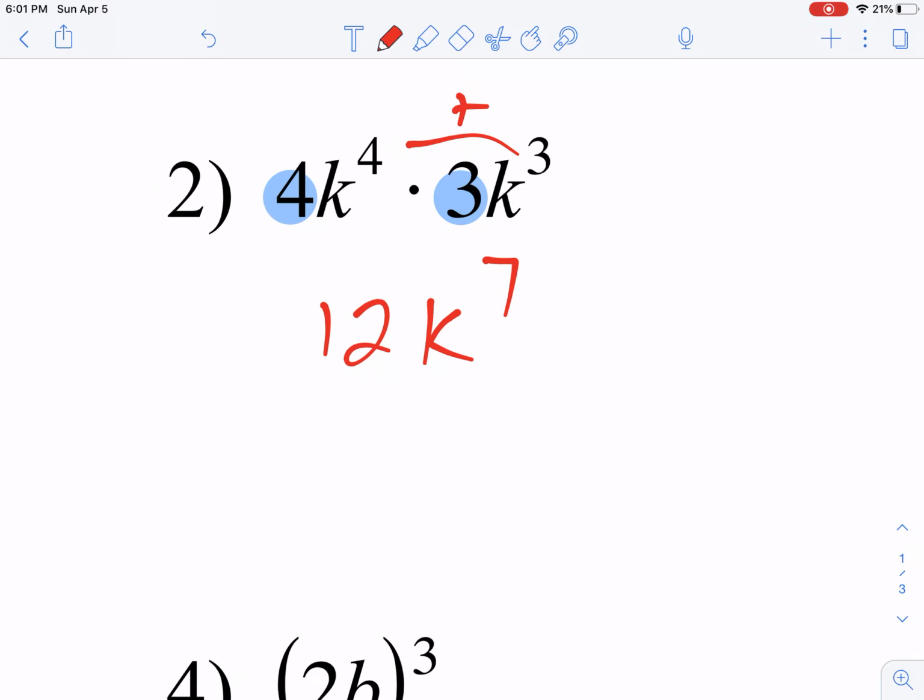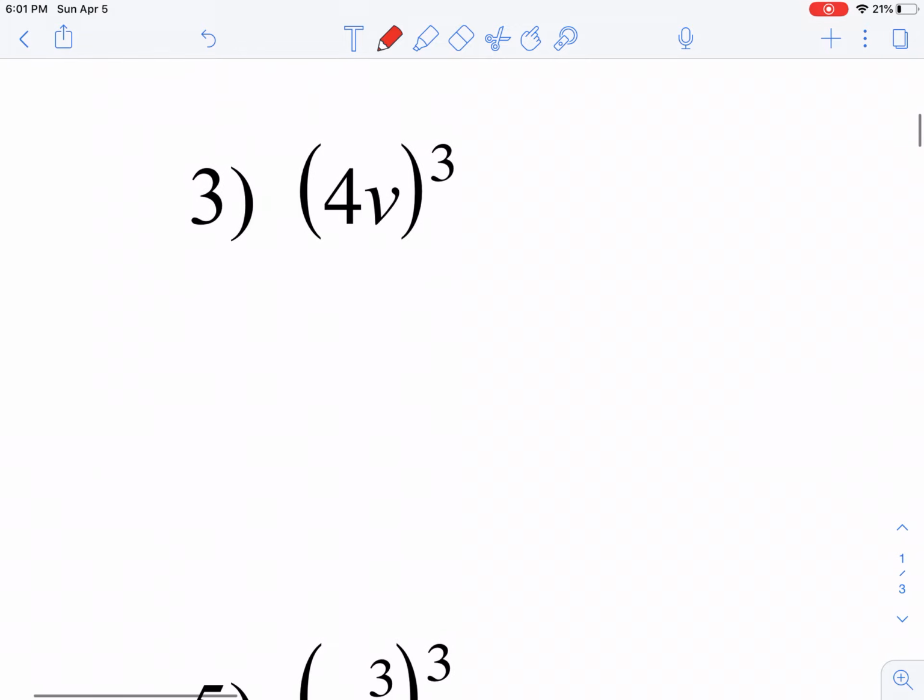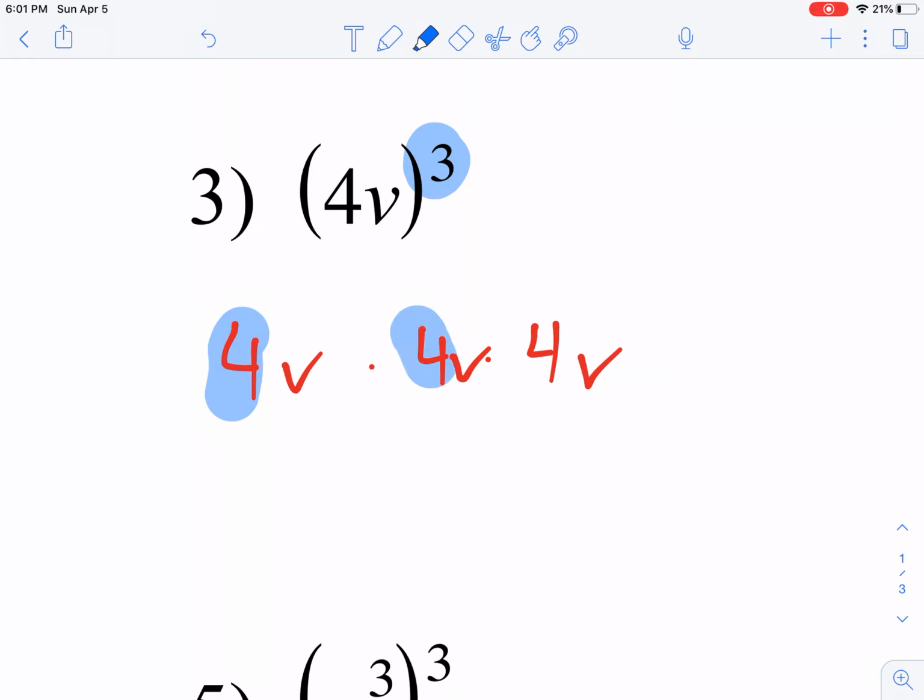Today, we're going to take a look at what's called the power to a power rule. But to do that, we have to understand what this means on the outside. So this really means 4v times 4v times 4v. And if we just use our previous rule, we could simply say, okay, well, we'll take all the regular numbers, 4 times 4 times 4, and we'll multiply them together. So 4 times 4 is 16, times 4 more is 64.